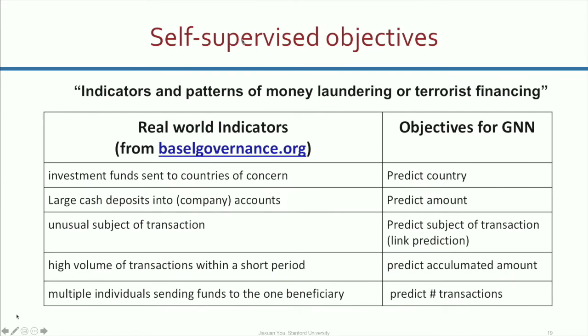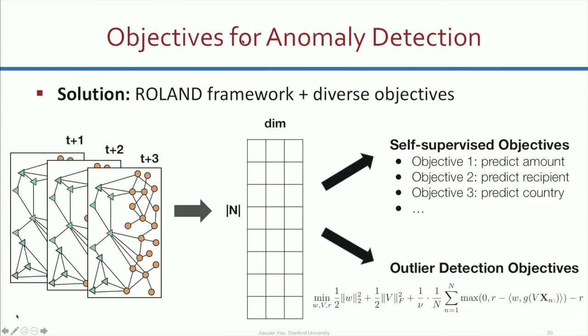To do so, we define a set of self-supervised objectives to train Roland. Specifically, we focus on some indicators and patterns of money laundering activities. For example, one such indicator is investment funds sent to countries of concern. We translate that indicator into a GNN objective, for example, predicting the country of the sender. Similarly, we define other objectives to train our framework. By using that set of self-supervised learning objectives plus the outlier detection objective, we are able to repurpose Roland for this anomaly detection task.